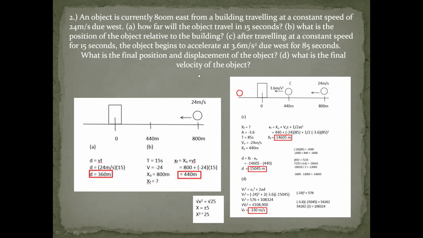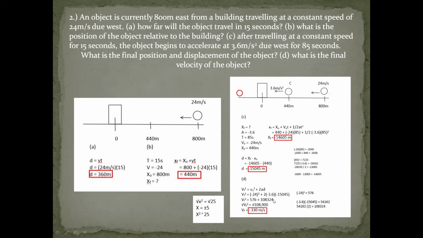Alright? So, letter D, the last one. What is the final velocity of the object? Okay? So, you're gonna use this formula, Vf squared is equals to V initial squared plus 2AD. So, you're just gonna plug everything that you know. So, ito yung procedure na ginawa ko. Negative 24 squared is equals to 576. Tapos, dito naman sa side na to, negative 3.6 times negative 15,045 is equals to 54,162. And if you're going to multiply that by 2, you're going to get 108,324. Kaya siya naging ganyan.